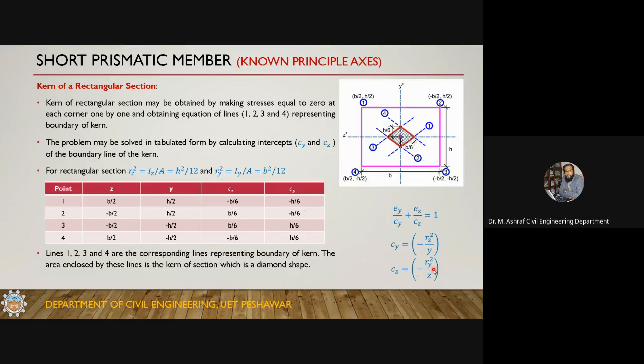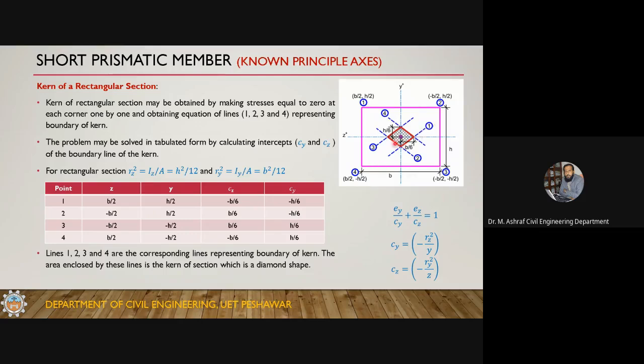And if you plug in this expression, the CZ value is RY squared, which is B squared by 12, divided by Z. Z is B by 2, so it will result in B by 6. The intercepts are minus B by 2 and minus H by 2, this point and this point. Just join these two and you will get this line. So this is point number 1.